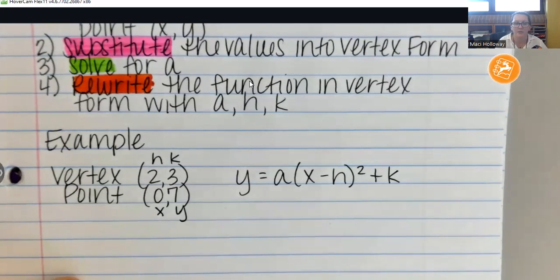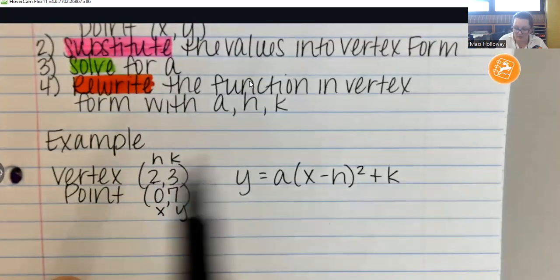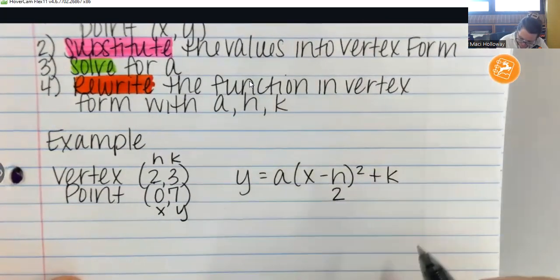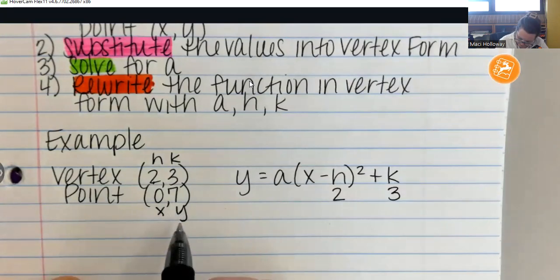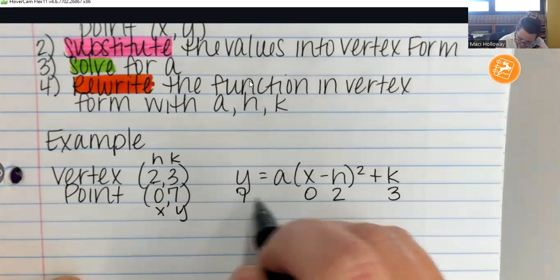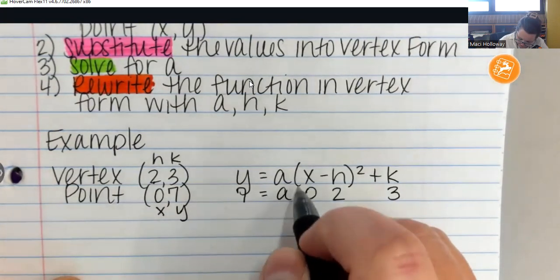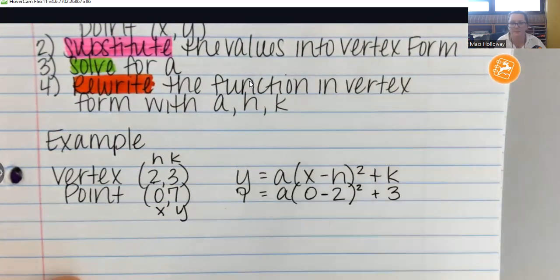Now our second step is to substitute the values into vertex form. I'm going to put the 2 in for h, the 3 in for k, the 7 in for y, and the 0 in for x. So here's what I have left. I'm going to bring down a. I have my parentheses here, and then this minus sign and plus.